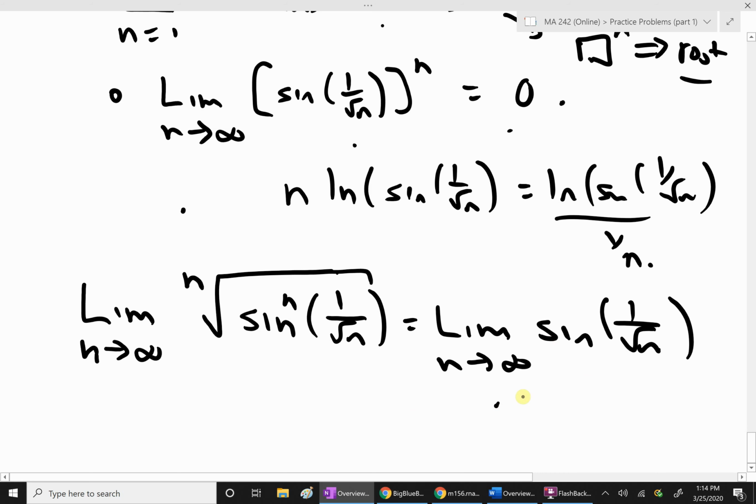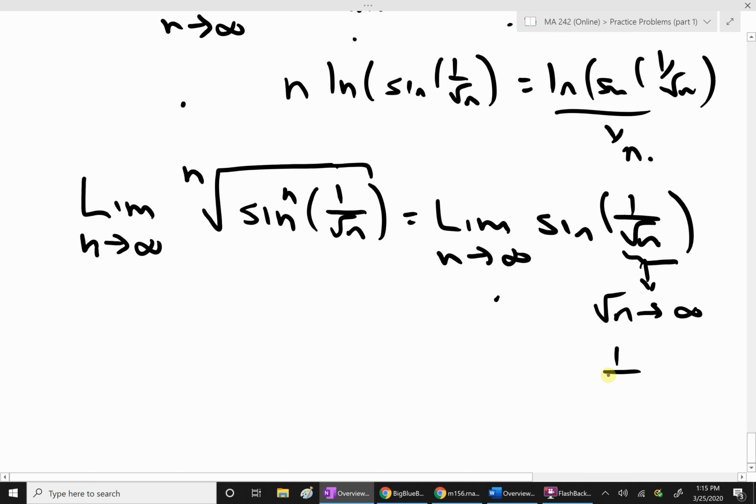And this limit's going to be what? As n goes to infinity, what's going to happen to the argument here, this whole thing? Anybody? As n goes to infinity, what happens to square root of n? It goes to infinity, so 1 over the square root of n is going to go to 0. So sine of 0 is? 0. Yeah. That's where knowing your trig functions is important, sine and cosine at 0. So sine of 0 is 0.